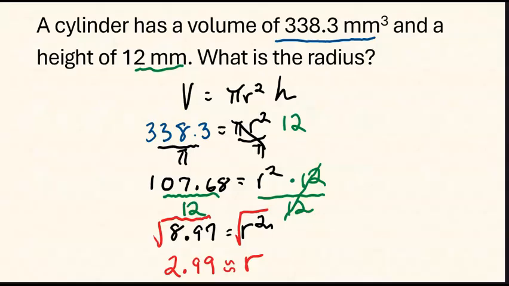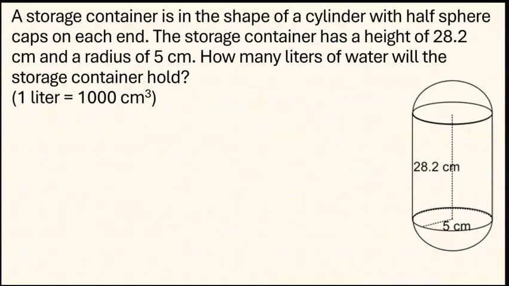Alright, let's take a look at the next example. Okay, here we have a container, a storage container, which is in the shape of a capsule. And the storage container has a height of 28.2 centimeters and a radius of 5. How many liters of water will this storage container hold? If you watched the previous video, you would have seen me invoke the volume of a sphere and the volume of a cylinder.